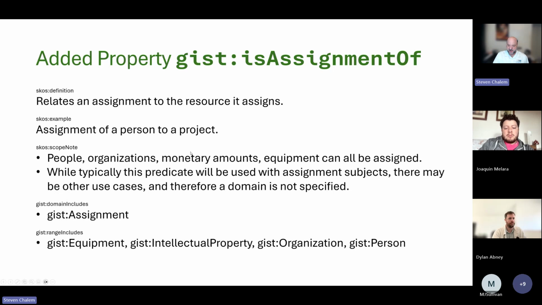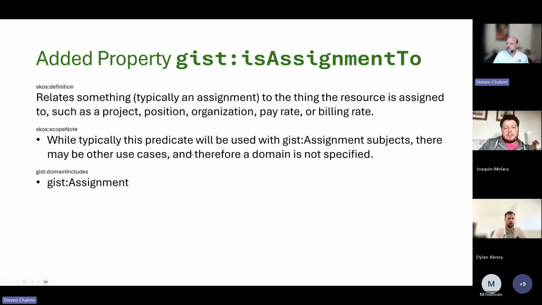And in parallel to that, we have assignment to. So we've got something being assigned, and then we want to be able to say what or who it's assigned to. Typically, the subject of this is going to be the assignment, but again, we don't restrict this predicate to only being used in that context.